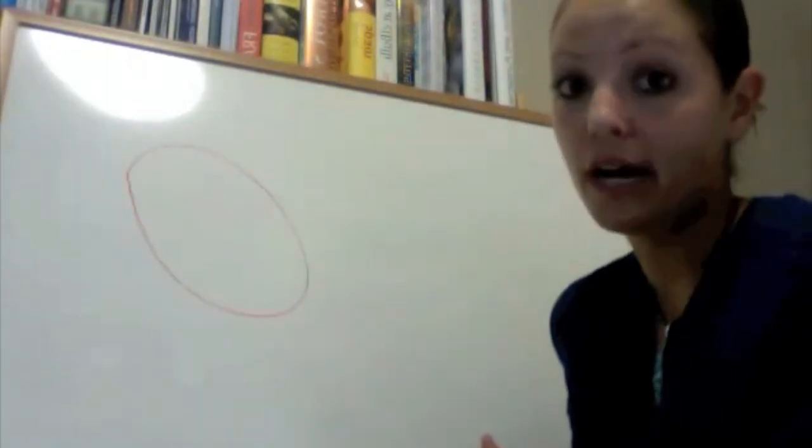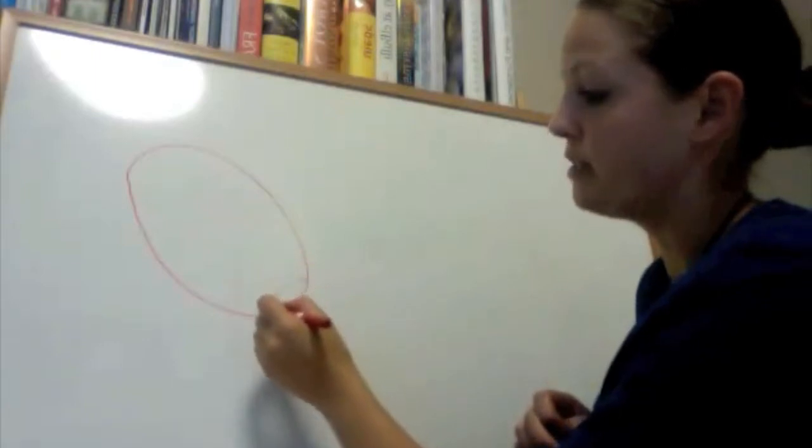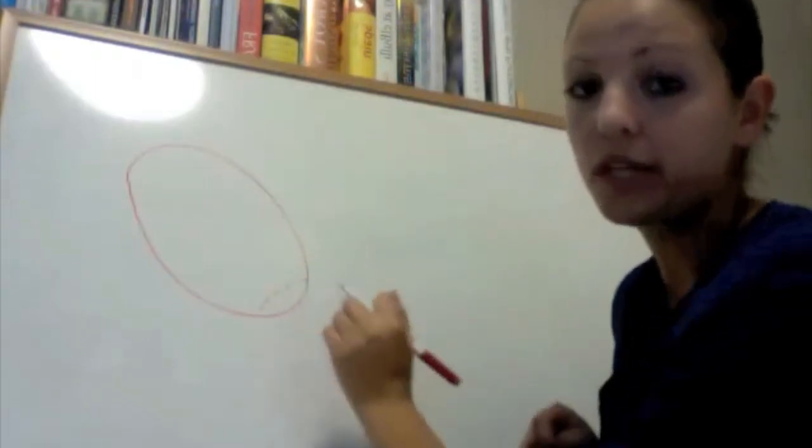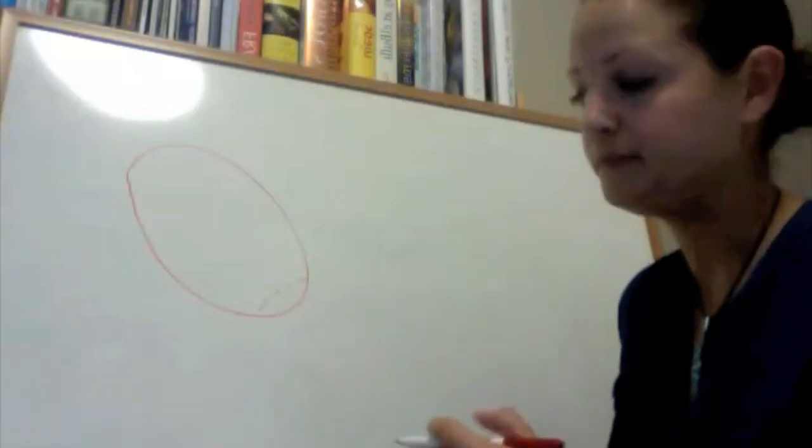There's also an air gap located within the egg, and that separates the inner membrane from the shell. And as a general rule, the larger the air gap, the older the egg.